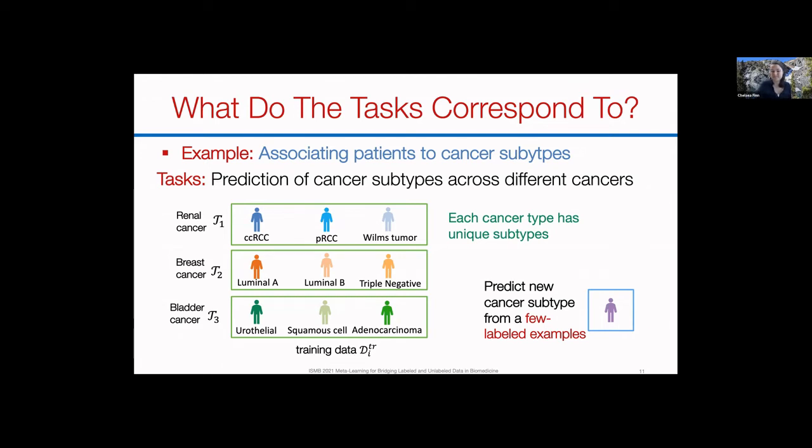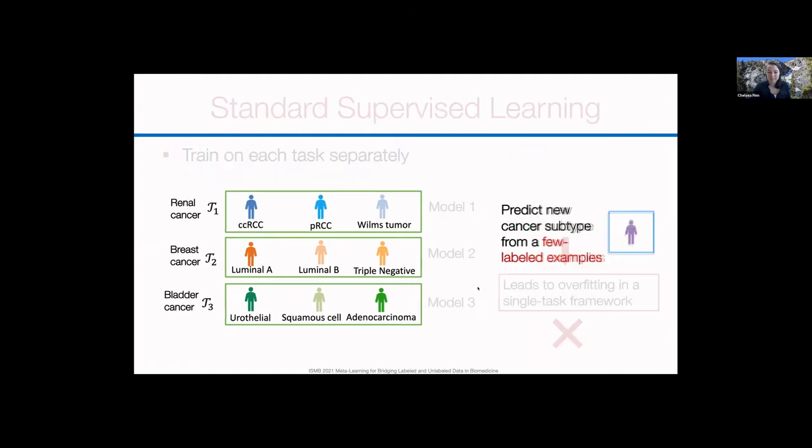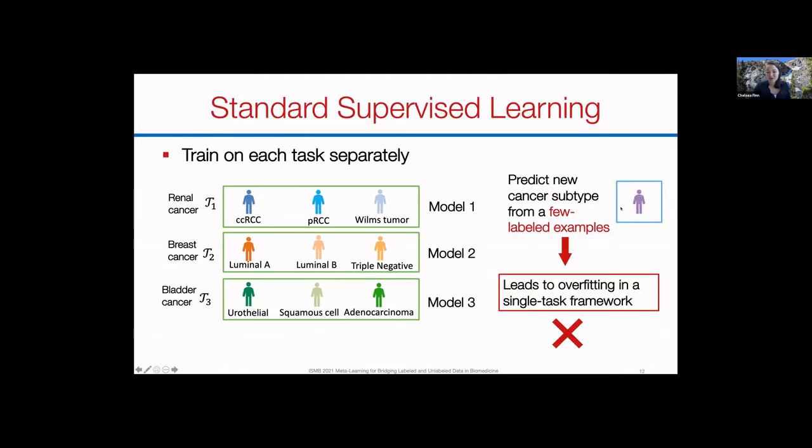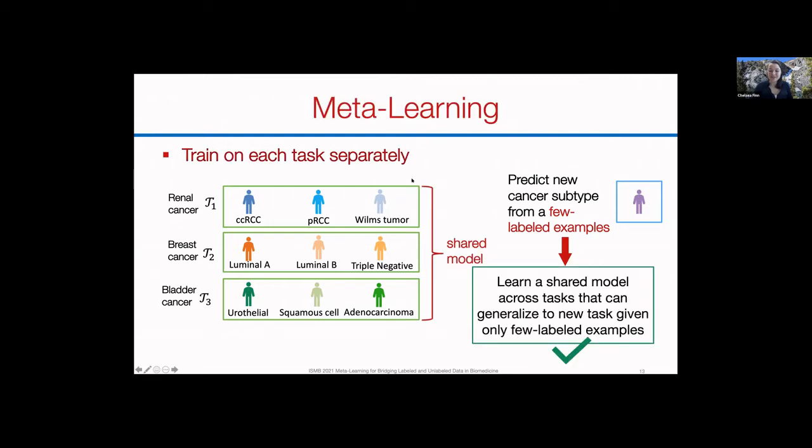Of course, if you just try to predict this new cancer subtype from a few labeled examples from scratch, this is going to lead to a lot of overfitting in the single task learning framework, the standard supervised learning framework. However, the key idea is if we learn a shared model across each of these tasks and transfer that information to the new cancer subtype, then we can generalize to this new task with only a few labeled examples.